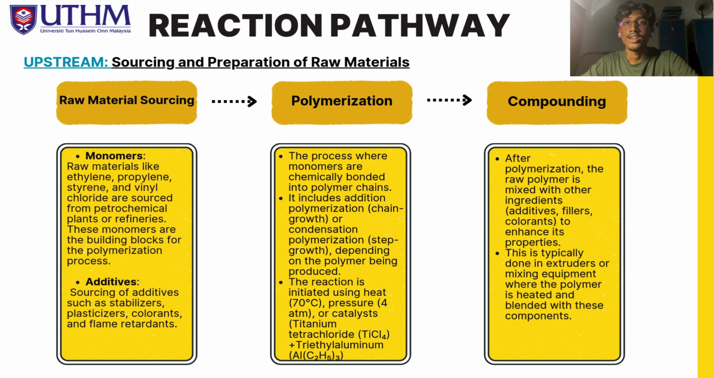triethylaluminium. And then the third step is compounding, where after polymerization, the previous process, the raw material is mixed with other ingredients such as additives, which I stated earlier in the raw material sourcing part, fillers, colorants, and so on, to enhance its properties. This is typically done in extruders or mixing equipment where the polymer is heated and blended with these components.